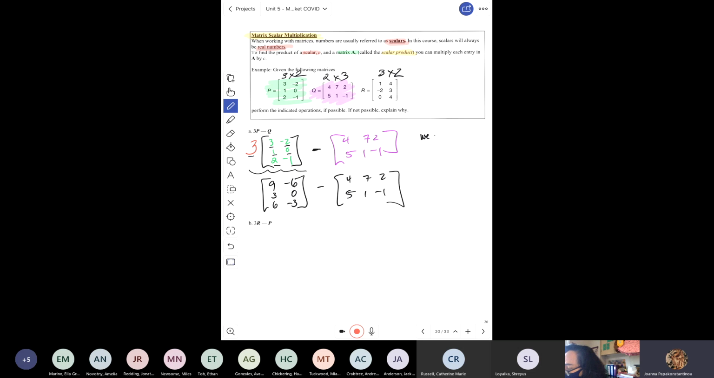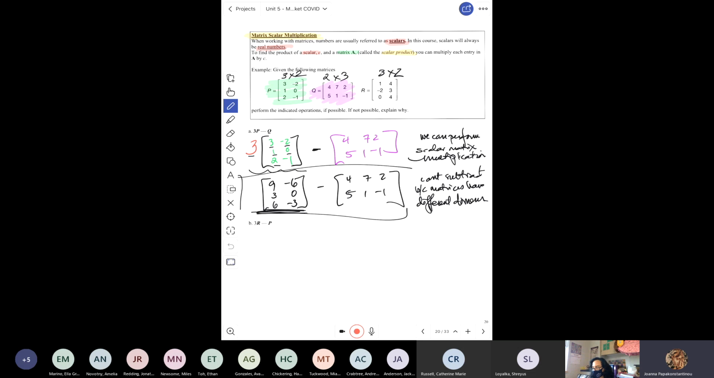Right, so here we can perform scalar matrix multiplication. You wouldn't necessarily have to say that because you will have done that. But then once you get to this point, you would say can't subtract because matrices have different orders, different dimensions. Yeah, you'd have to stop there. That's as far as you can go.